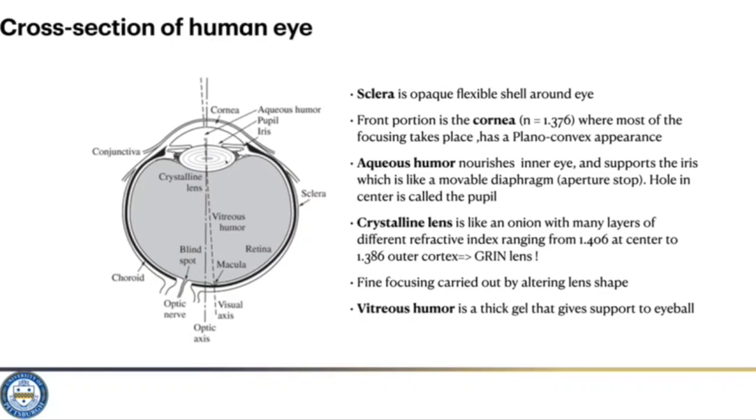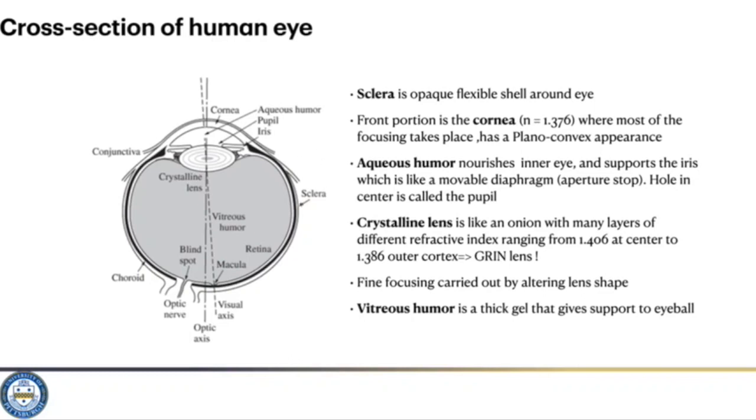So the fine focusing is then carried out actually not by changing the focal length, not by moving this lens, but by changing its shape and altering its curvature. We'll talk about this a little later. Finally, we reach the vitreous humor. It's just a thick gel that gives support to the entire eyeball. And that ends up with all the light, as you can see in this picture, getting focused on this final layer, which is the retina.